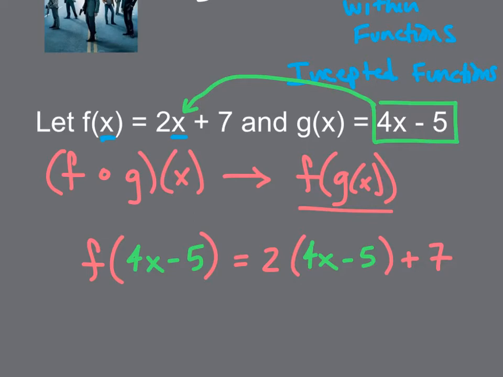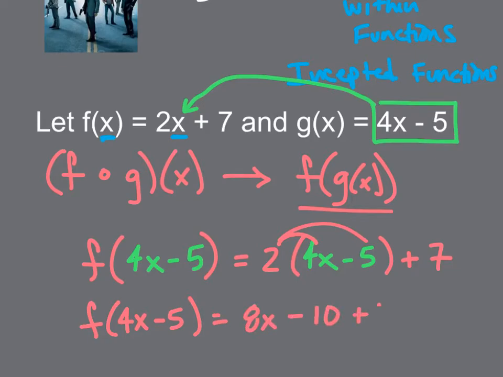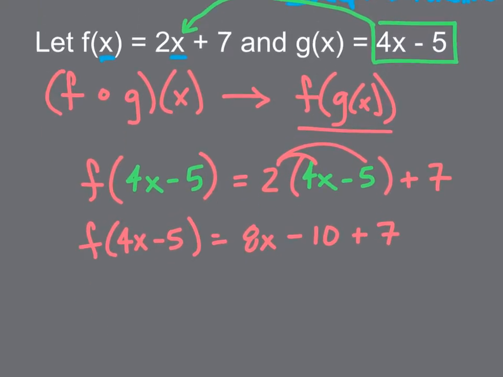So if I want to continue this, I'd write f of 4x minus 5 is equal to, let's distribute our 2 here. So 2 times 4x gives us 8x. 2 times negative 5 gives us minus 10, and then plus 7. And then we can combine like terms and simplify this, and say f of 4x minus 5 is equal to 8x minus 3.